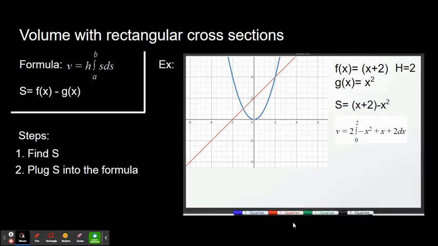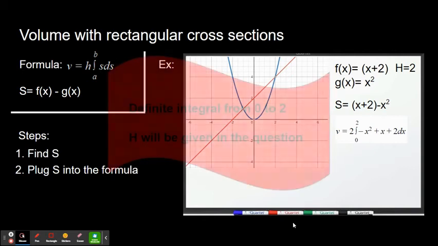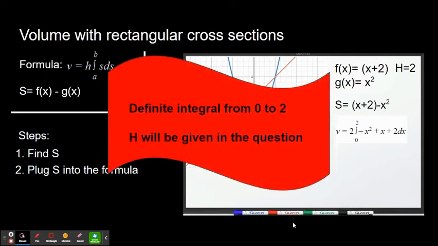Those are the limits. Negative x squared plus x plus 2. We don't have to square it this time because we do have the height that we have to take into consideration. That's why that is there. Once again, definite integral from 0 to 2, and the height will be given in the question.